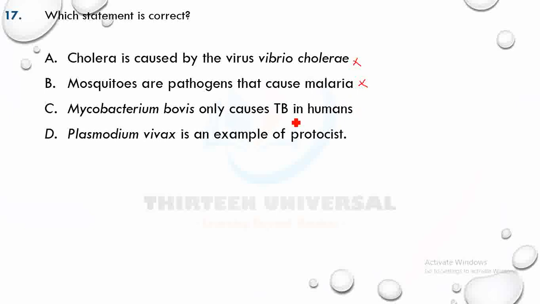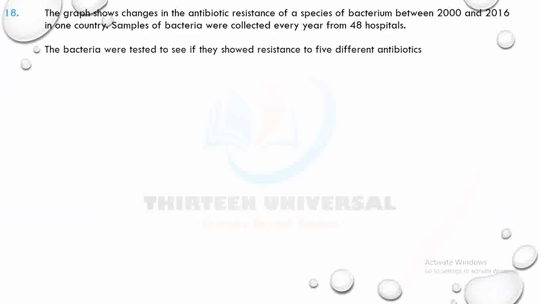C: Mycobacterium bovis only causes TB in humans. No, we have Mycobacterium tuberculosis. D: Plasmodium vivax is an example of a protoctist. Yeah, protoctist. Alright, this is a wrong spelling, but it's the answer. Okay? Yeah. Alright.